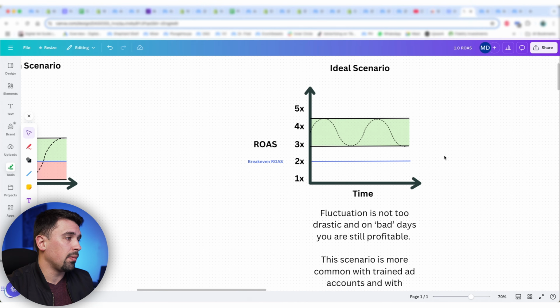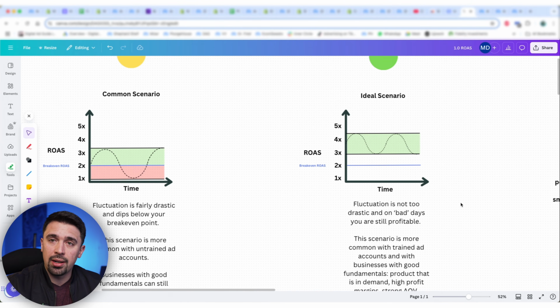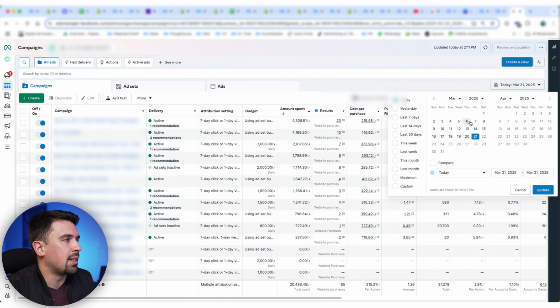So also with businesses with really good fundamentals, right? A product that's in demand, really good profit margins, right? High conversion rate, good AOV, very important. So this is an ad account where we're spending around $4,000 or $5,000 a day. It's in dirhams, but we're spending around 4 or 5K a day.